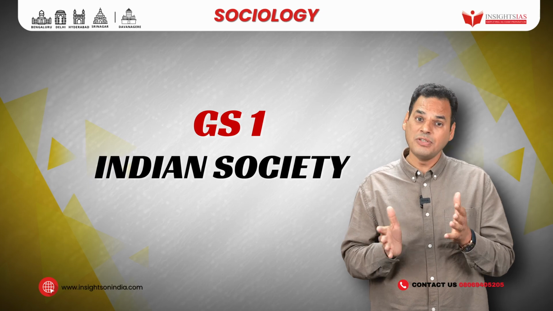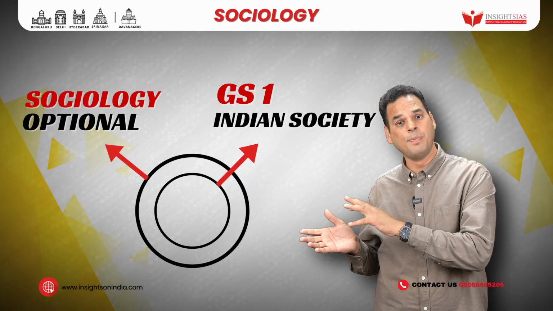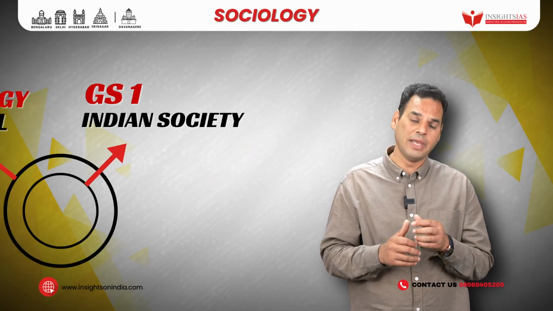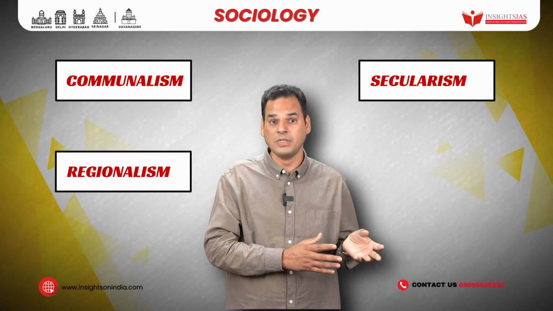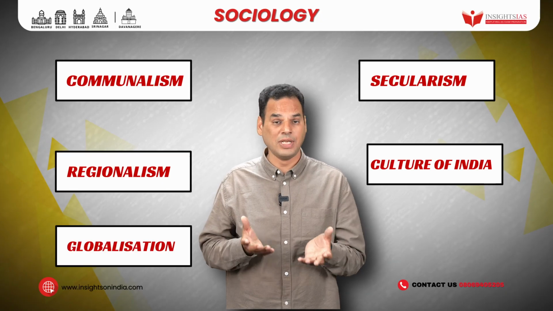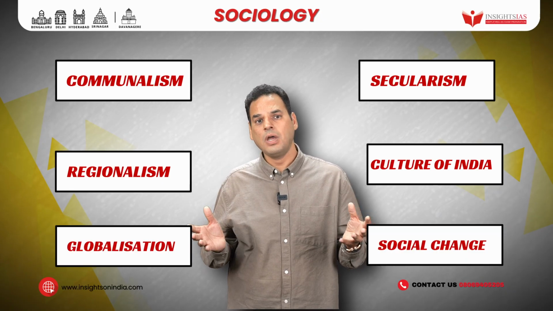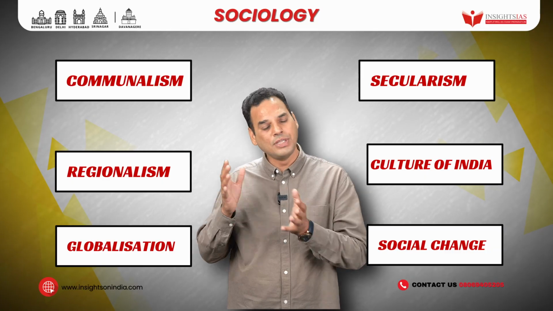Apart from that, if we look at the GS paper 1, we've got the Indian society part there. And that Indian society part, you can think about it as a subset of the sociology paper. So the topics that are mentioned there, from poverty to inequality to demographics to urbanization to gender issues, communalism, secularism, regionalism, to Indian society itself and the culture of India, globalization and change, all of these topics are done in a beautiful, interesting and content-deep way with the sociology optional.